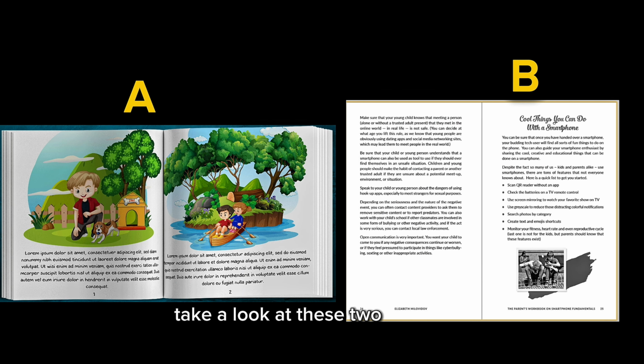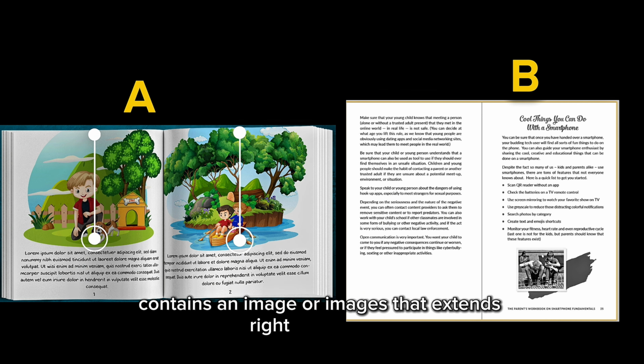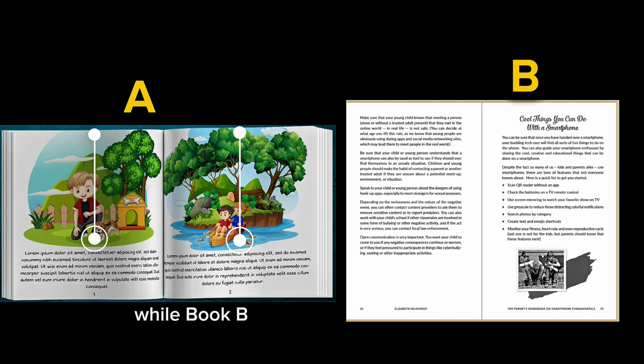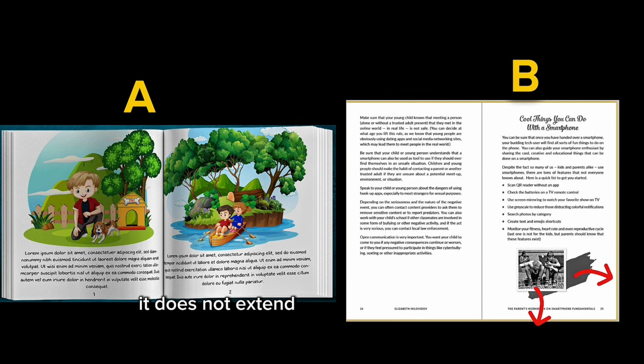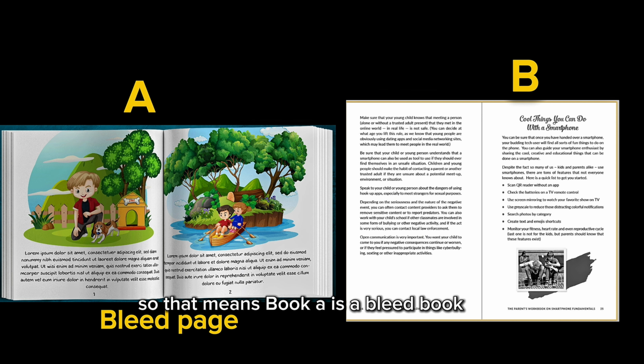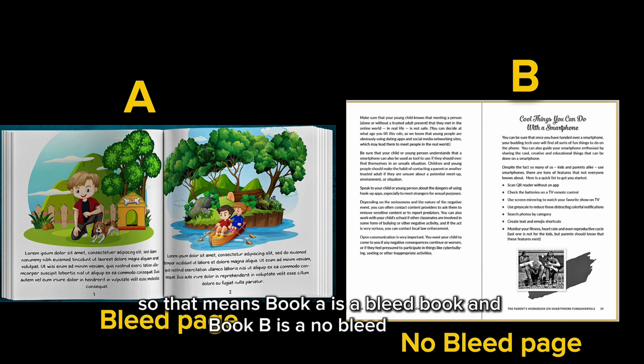Take a look at these two examples. These are two different books. We have book A and book B. Now, book A, as you can see, contains an image or images that extend right to the edge. While book B, although it contains an image, the image stays confined within the margin. It does not extend right to the edge of the book or of the page. So that means book A is a bleed book and book B is a no bleed book.